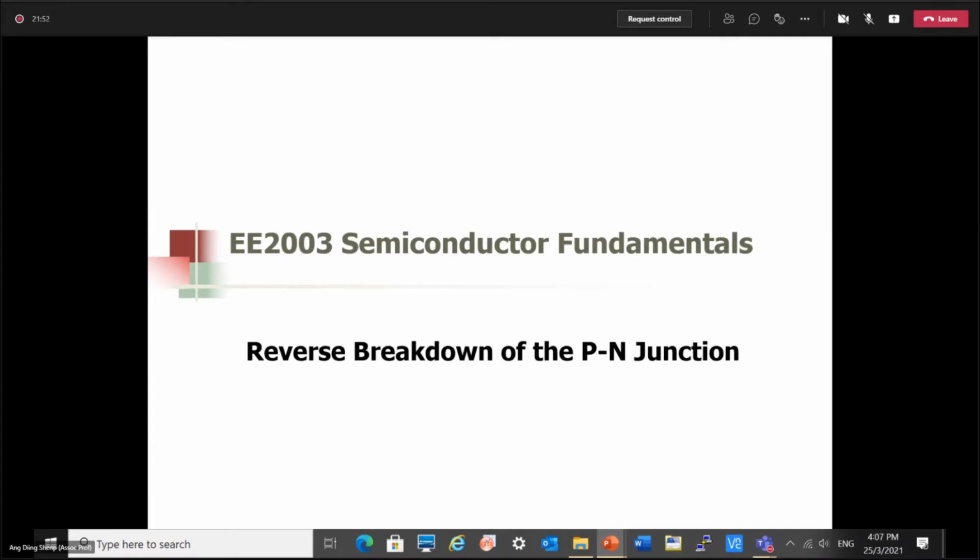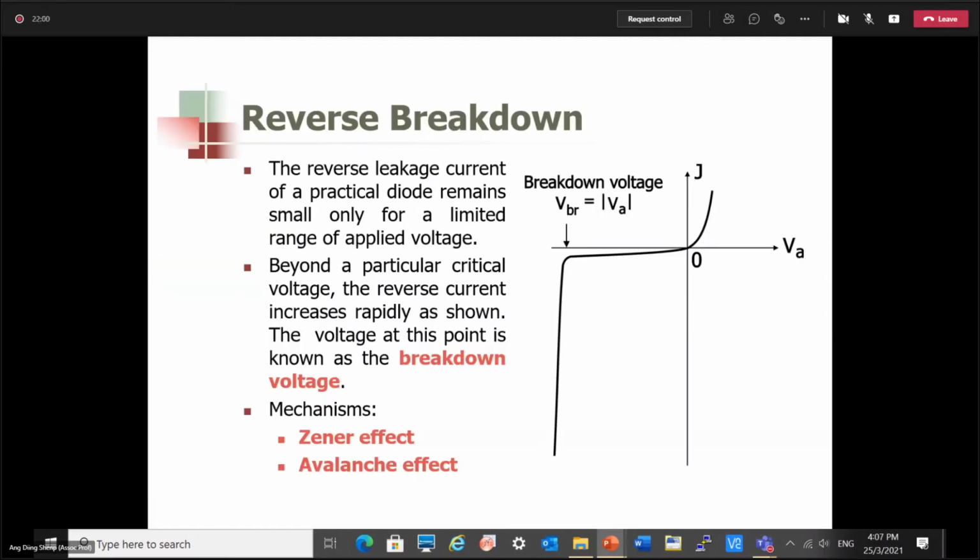The first topic we're going to go through is reverse breakdown of the PN junction diode. At this point, you should be quite familiar with the IV behavior of a PN junction diode. What you see on the right is a graph that plots on the vertical axis the current density flowing through the diode against the horizontal axis, the voltage applied across the diode. When the voltage applied is positive, or in other words, when the diode is forward biased, the current would increase very quickly beyond a certain turn-on voltage, which is approximately the built-in voltage of the diode. On the other hand, if you apply a reverse bias, or in other words, VA is negative, the current is very small. We have discussed all this last week.